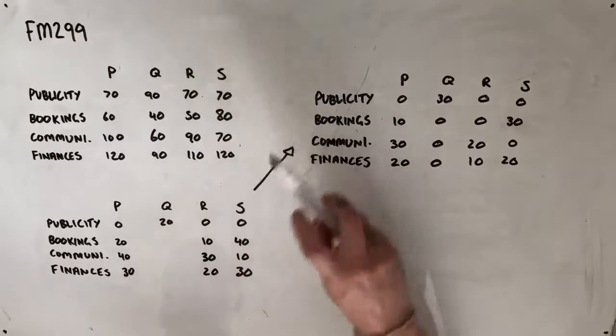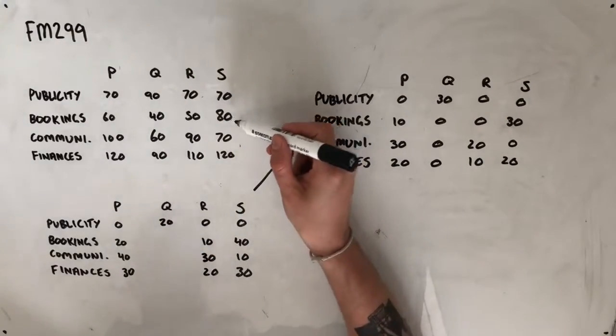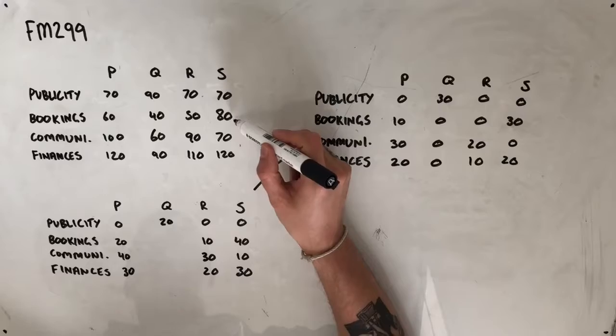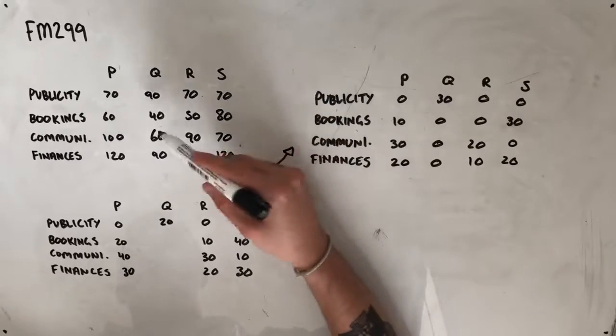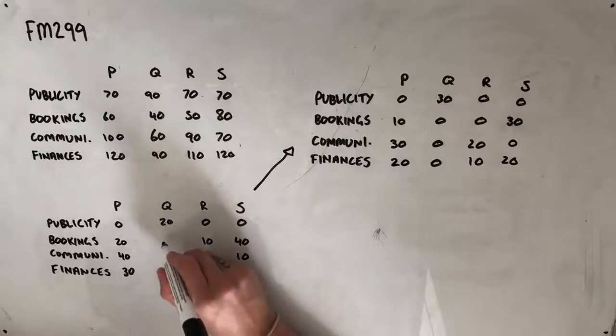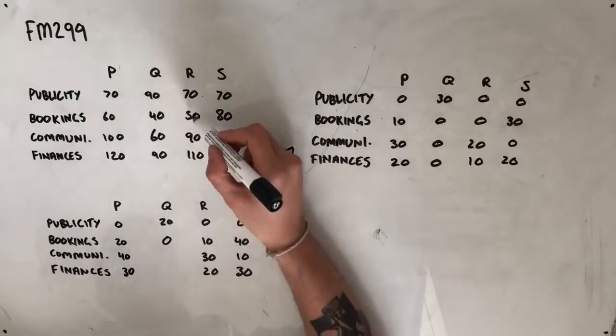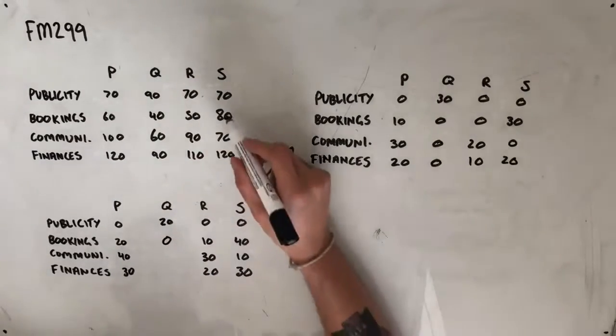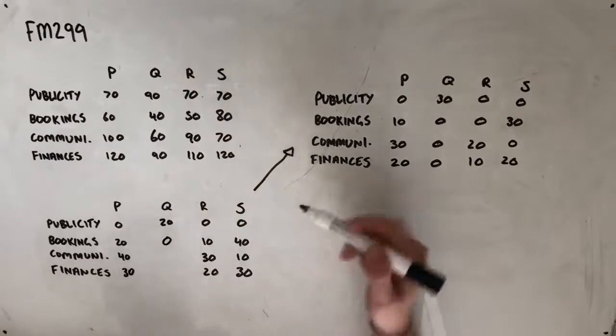So moving into the next rows, what we've been looking at here in row number 2 is that the smallest number in this row is 40. So when we minus 40 from 60, we get 20. 40 from 40 should leave us with 0. 40 from 50 should leave us with 10, and 40 from 80 should leave us with 40.